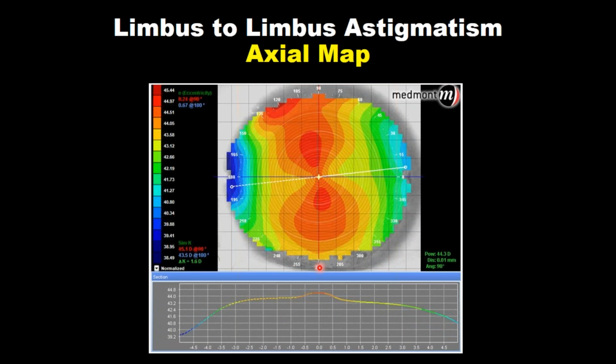Let's compare that to a patient with a very similar amount of corneal astigmatism. But this time, instead of an apical astigmatism, we have what's called a limbus to limbus astigmatism, where the hot meridian runs from one side of the eye to the other.